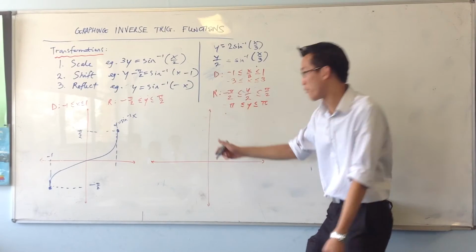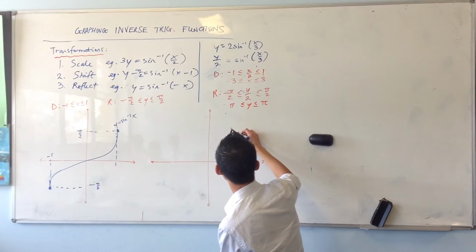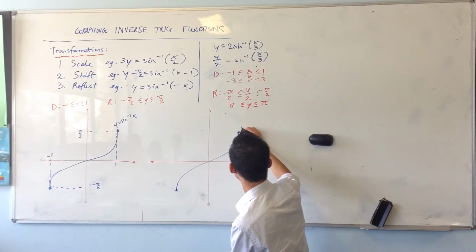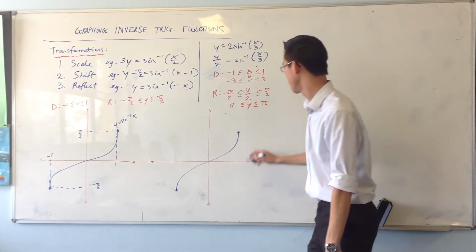So I'm just going to draw the same graph, but I'll just label my axes differently.